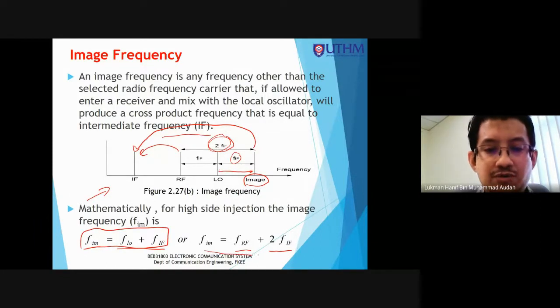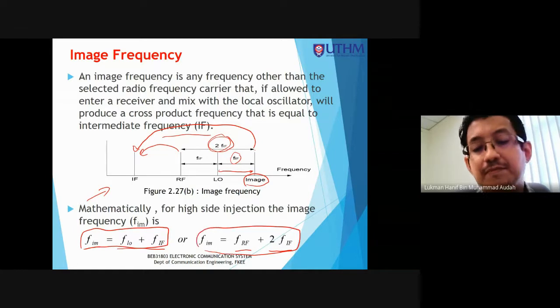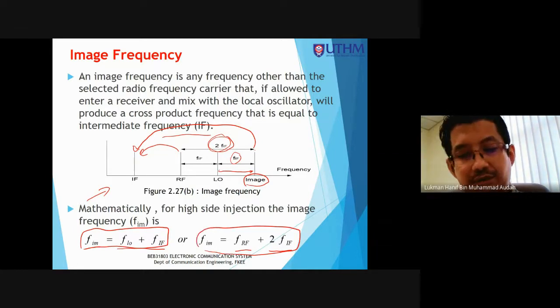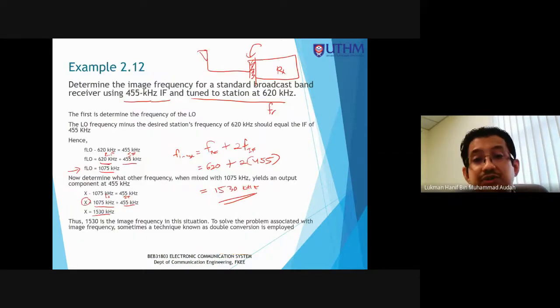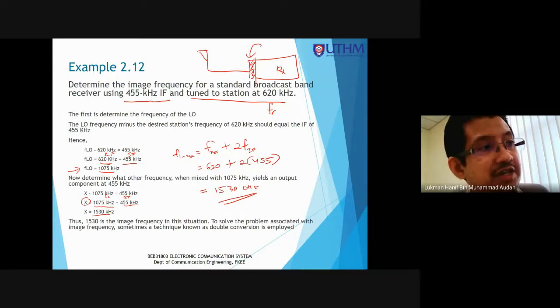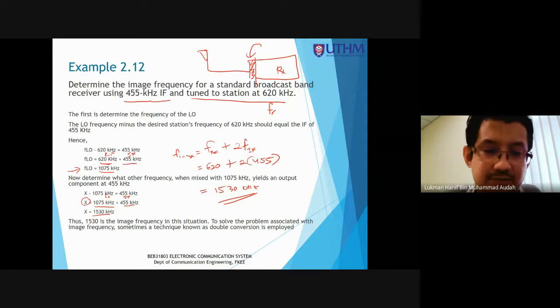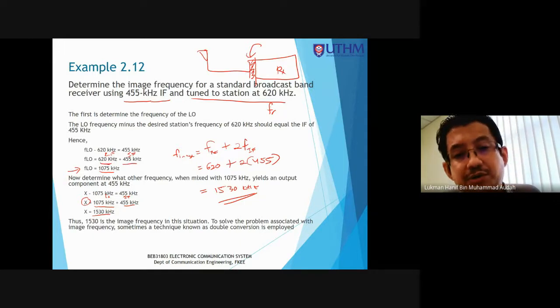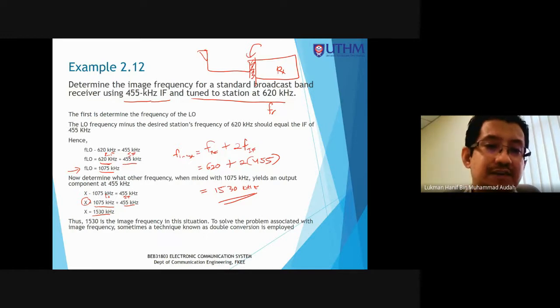We can also use this equation more simply. Okay, so this is a straightforward question, very straightforward. If you have a question, you can ask about this. If you don't have a question, then I move to the next slide.